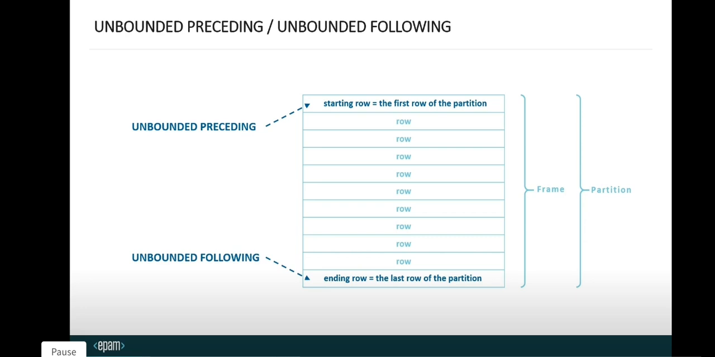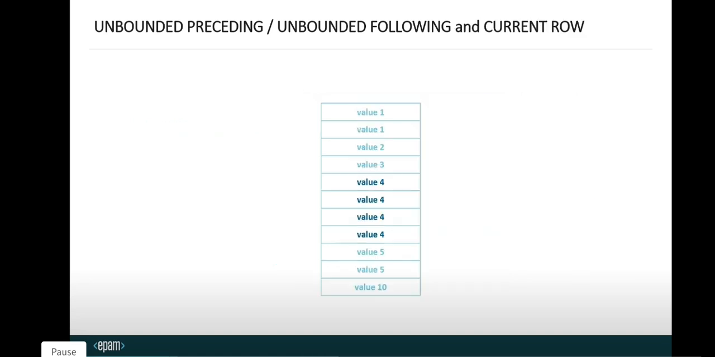If the partitions are undefined, the frame will start in the first line and end in the last line of the dataset. The beginning and the end of the frame can be in the current row. The current row option is used for this purpose. However, in this case, we must take into consideration the mode in which the frame works.